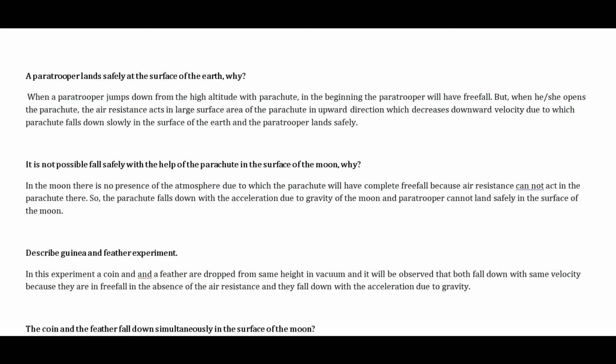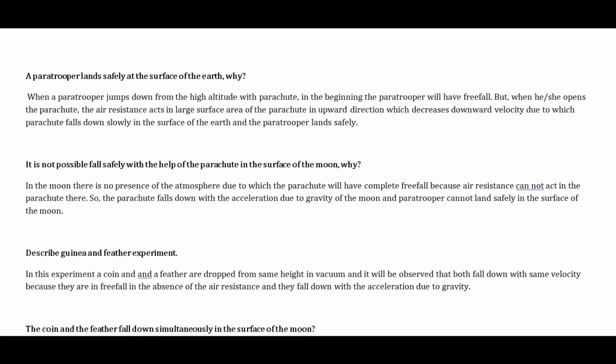The paratrooper can land safely only because of the air resistance acting on the parachute. And if there is no air resistance, then the paratrooper cannot land safely, because the paratrooper will fall with the natural speed that has been provided by the force of gravity. So the paratrooper can land safely on the surface of the earth because it is not the case of free fall. If there is the case of complete free fall, then the paratrooper cannot land safely on the surface of the earth.